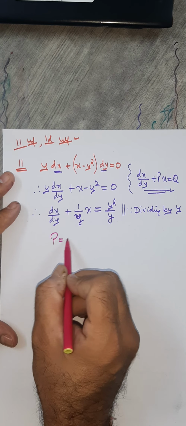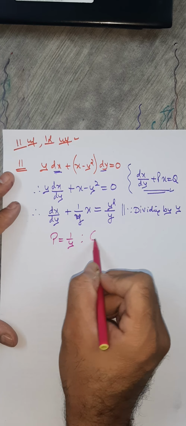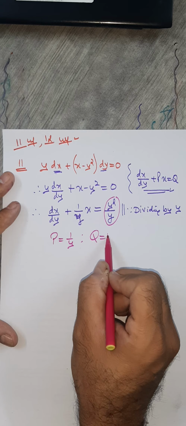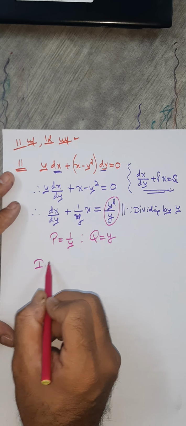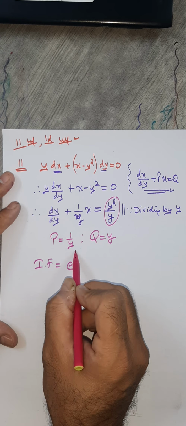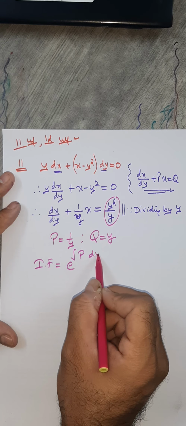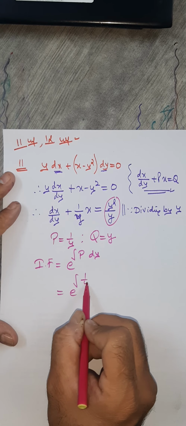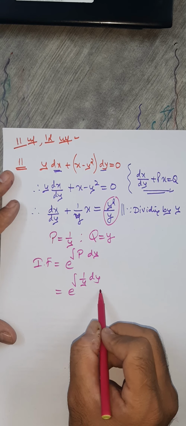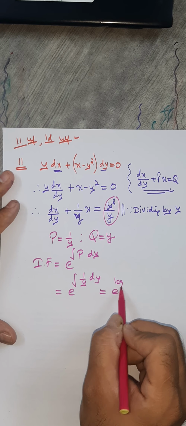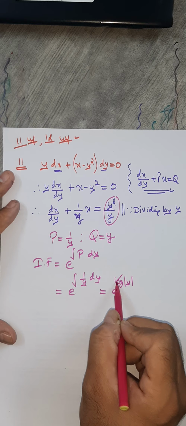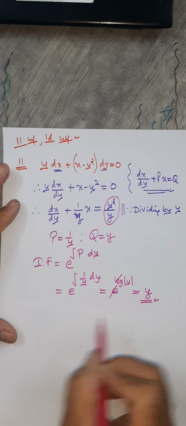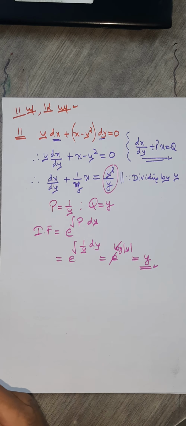So what is your p? 1 upon y. What is your q? That's just y square by y. This is just y. Integrating factor, you know, e raised to integral of p dx, but here p dy. So e raised to integral of p. What's p? 1 upon y dy. What is this? You know, log of mod of y. Log and exponential will get cancelled, so we are just getting y here. I'm ignoring modulus. I wrote just y.